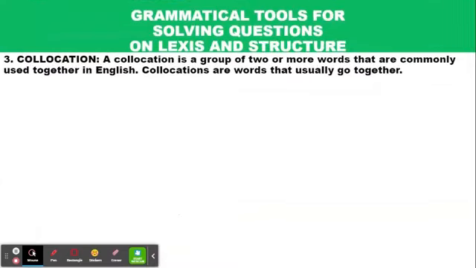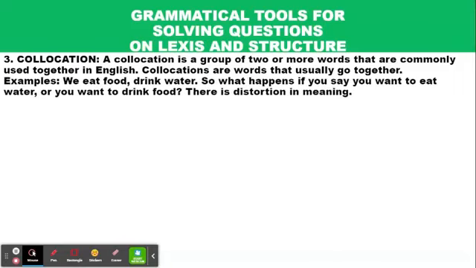Okay, so let's now look at the next tool, and that is collocation. A collocation is a group of two or more words that are commonly used together in English. Collocations are words that usually go together. Let's look at some specific examples. We eat food and drink water. So what happens if you say you want to eat water? There is distortion of meaning, right?